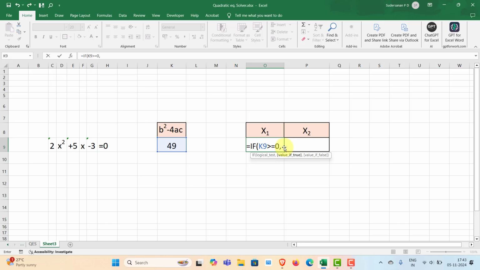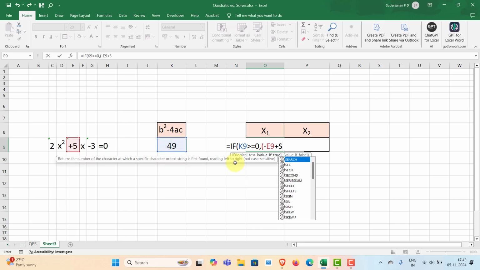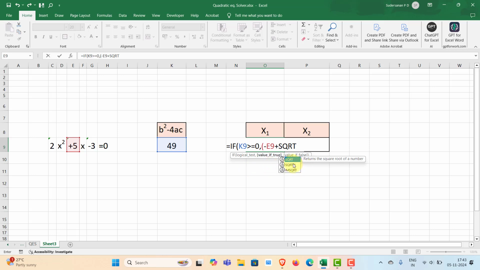So first root is, I'll put a bracket, minus b. Minus b value is here in the E9 cell, minus b plus square root of b square minus 4ac. So you can type sqrt, square root of b square minus 4ac. You can select the K9 cell, that is square root of K9, bracket you can close, divided by 2 multiplied by a. A is in the cell C9.